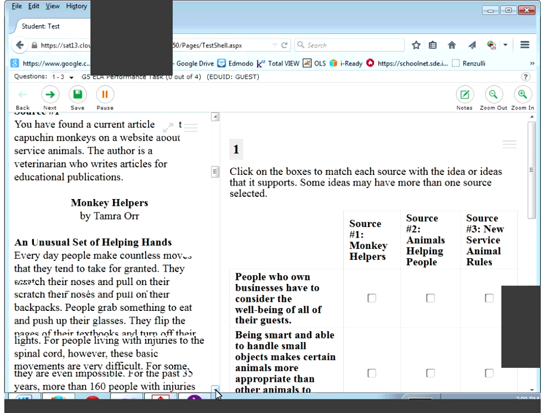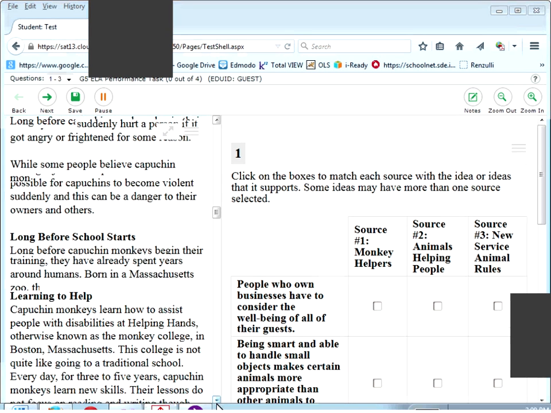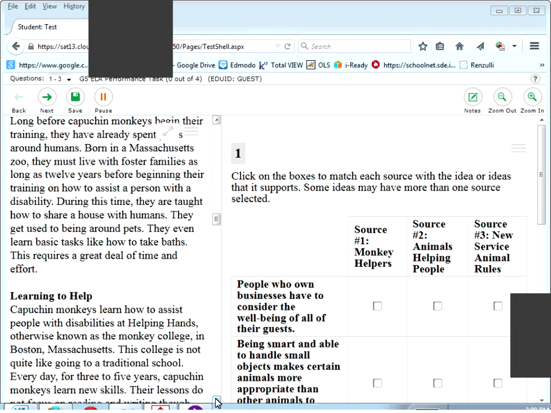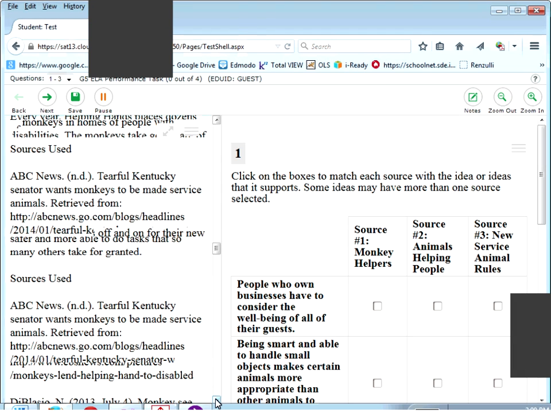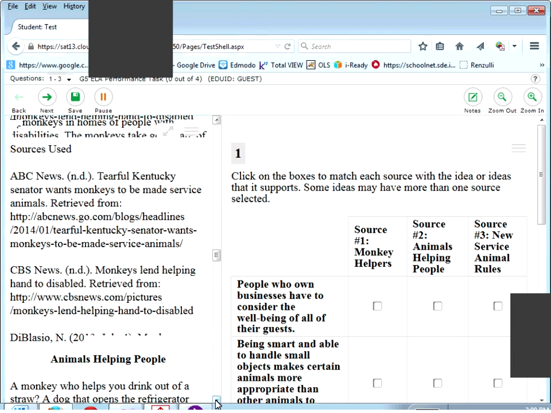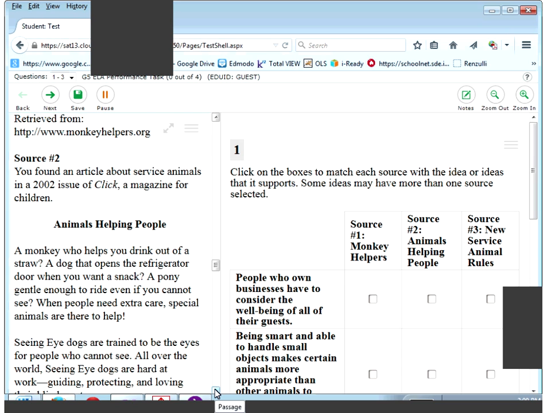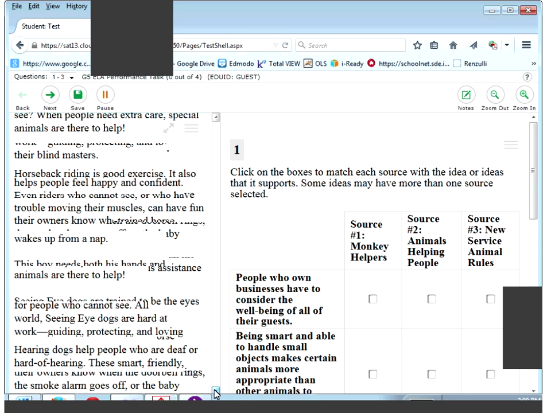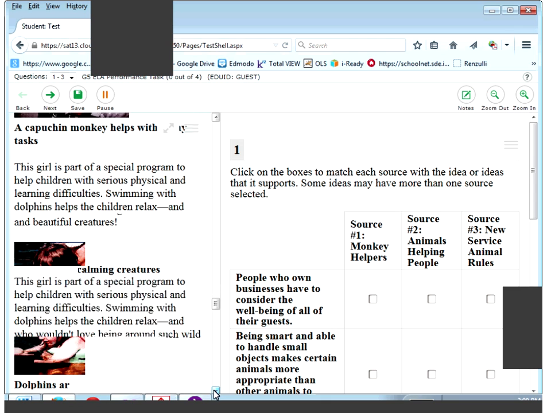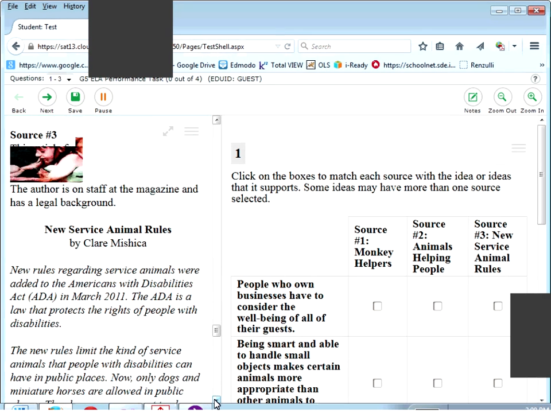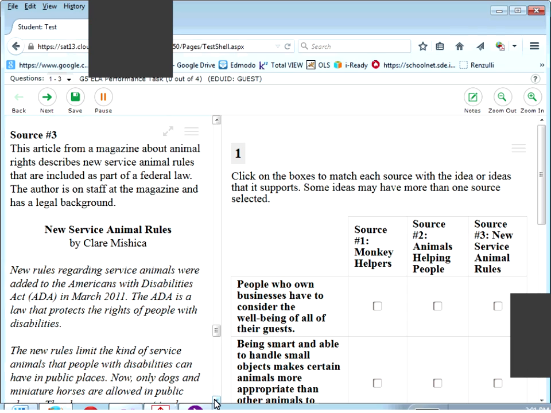I'm going to continue scrolling down so you can see it goes on to different headings within that source. But then this particular example from our state site goes on to another source, source number 2, animals helping people. And then after that, it even continues on to a source number 3. So essentially the student is being asked to read 3 different articles and be able to compare and contrast these articles and write some information about them.